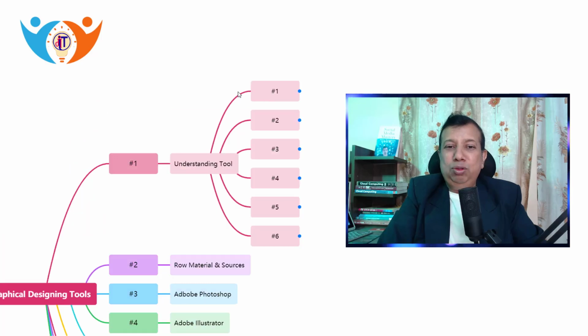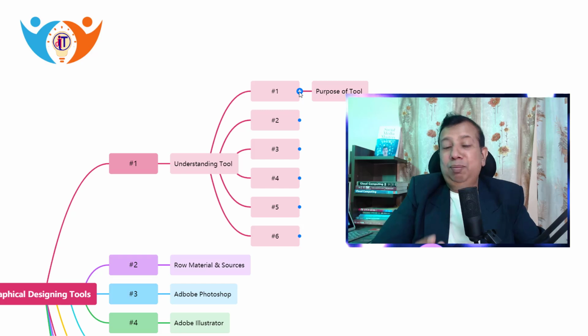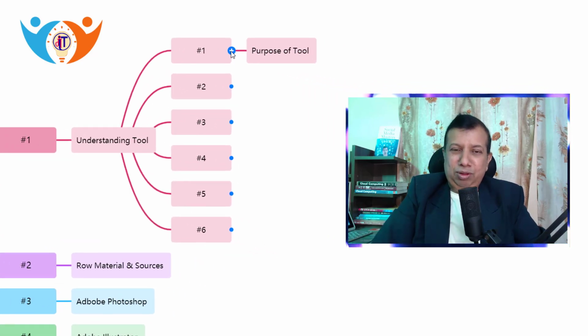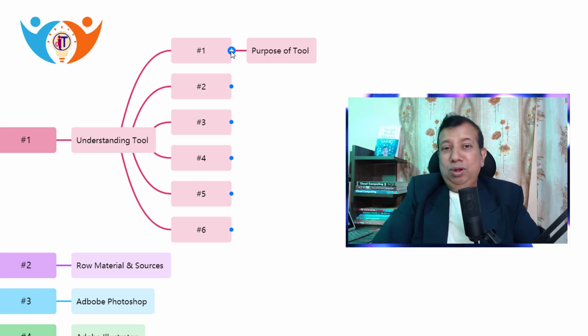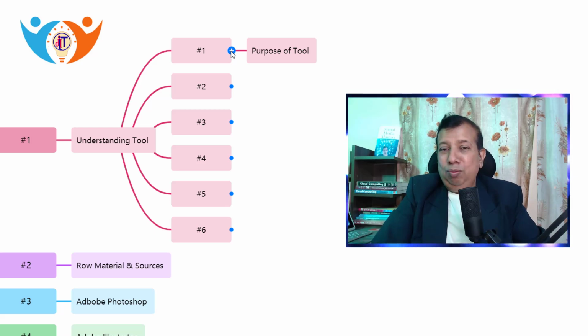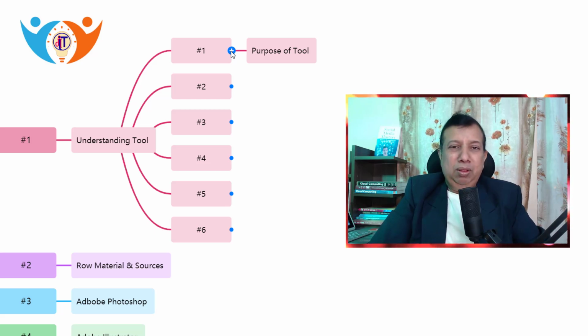Now here I am going to give you 6 tips. The tip number 1 is you need to understand the purpose of the tool. Every tool is designed or created with a specific purpose, and you need to understand what the purpose was for which that tool was invented. Now if you are using that tool exactly for that purpose, you can generate the most creative and most impactful design. So you need to understand the purpose of the tool.